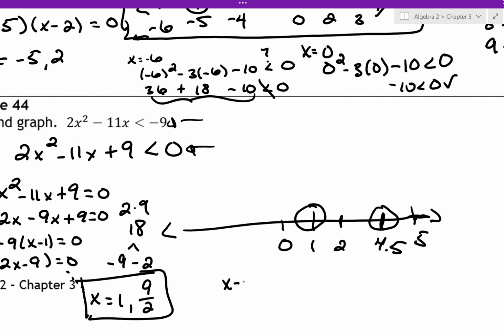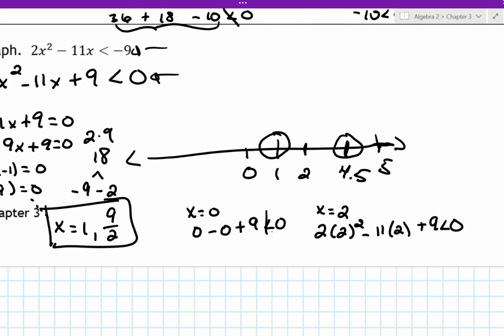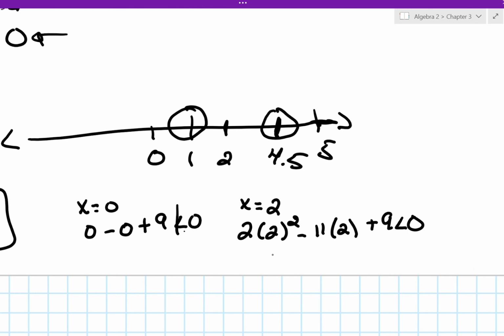So if I test out x equals 0, that's going to be 0 minus 0 plus 9 is less than 0. That is not true, so I am not shading this left region. Now x equals 2. 2 times 2 squared minus 11 times 2 plus 9 is less than 0. That's going to be what? 8 minus 22 plus 9 is less than 0. And that's going to be a true statement. So I am going to shade the middle.